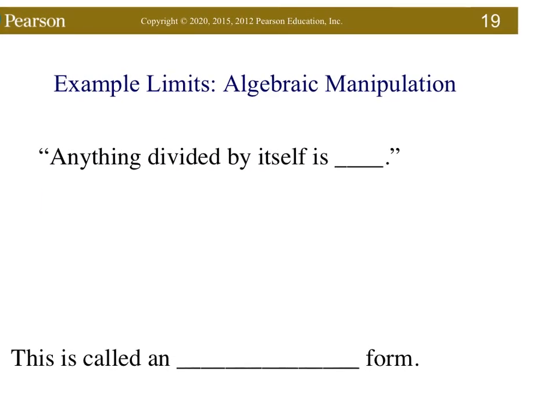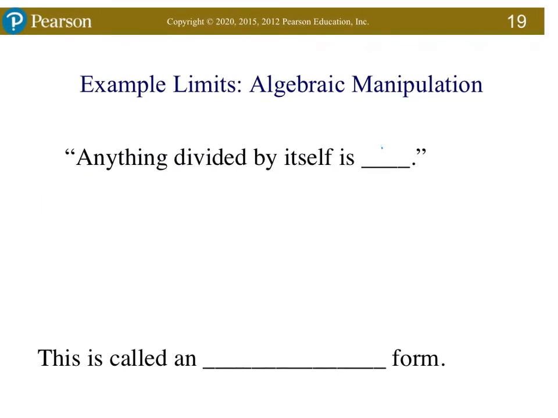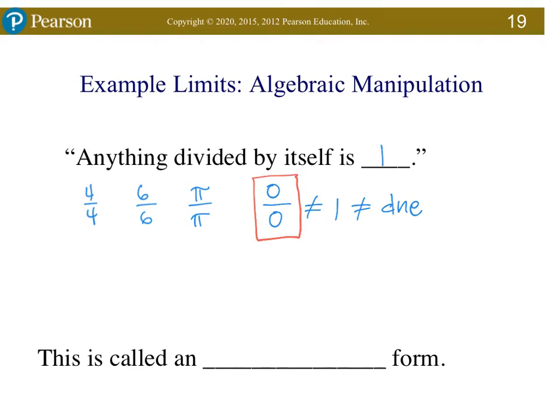You have always learned that anything divided by itself is 1. 4 divided by 4 is 1, 6 divided by 6 is 1, pi divided by pi is 1. But what about 0 divided by 0? Is it 1? Because anything divided by itself is 1. Is it D&E? Does not exist, because when you divide by 0, it does not exist. Well, it's not 1. It's not D&E. Those are both fake math things.